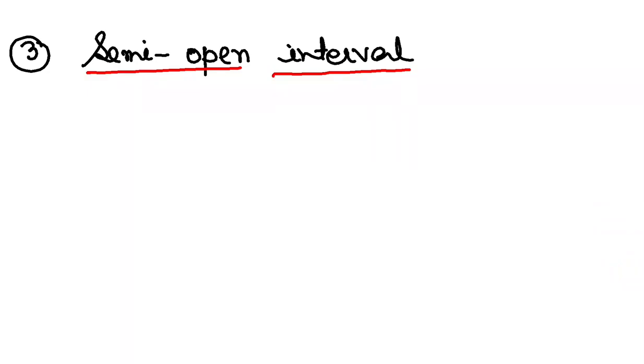The first one can be semi-open. Now if I take the number line again and take 2 and 4, semi-open mean this side open, that means two sides. So how to write it? 2 comma 4.